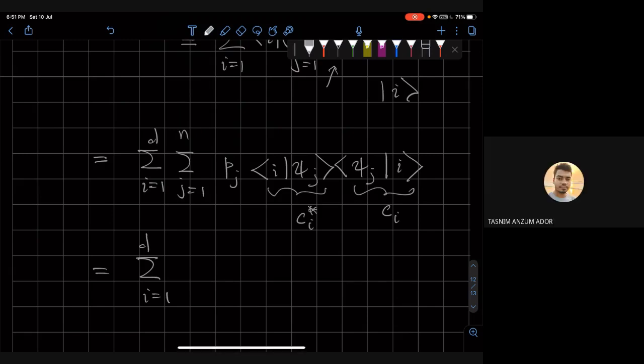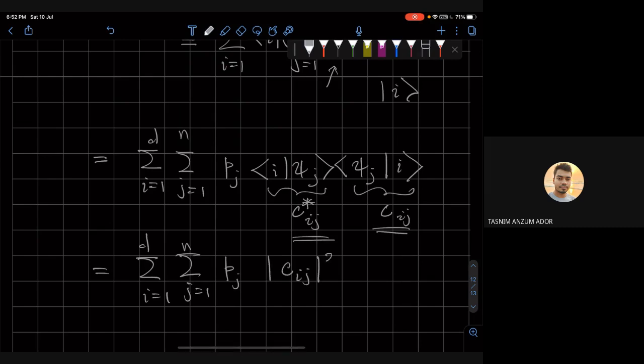Yes, sir. Okay. And let's not put an index here. Let's just call this C, and this is C star. Okay, so now the summation remains like this, and there's P_j. Okay, let's call it C_ij. Then this is a complex number, and this is its conjugate. That's all I need to know. Then this is |C_ij| whole squared.